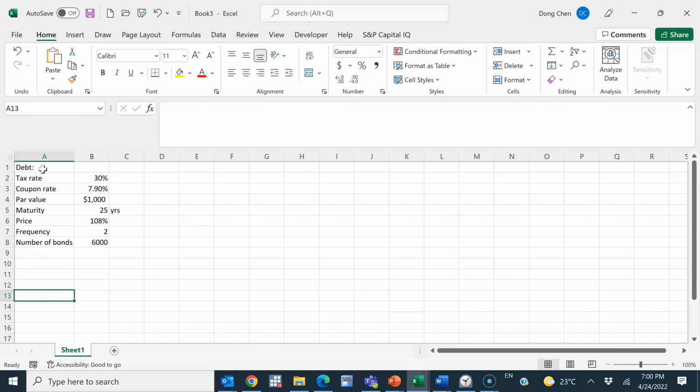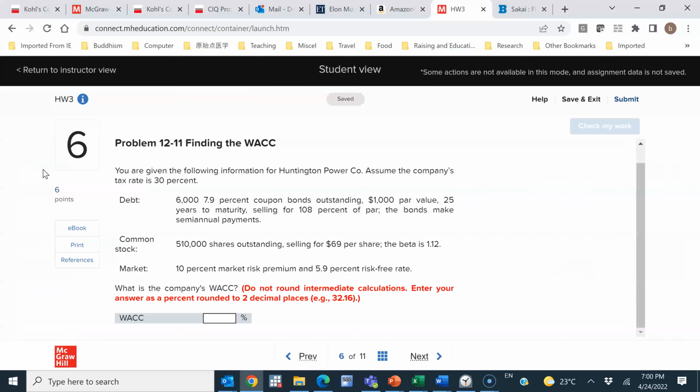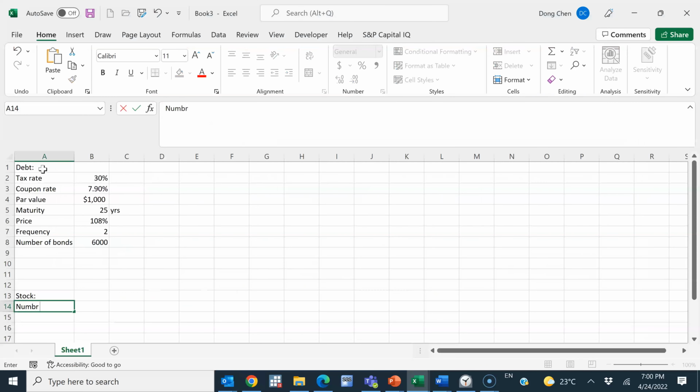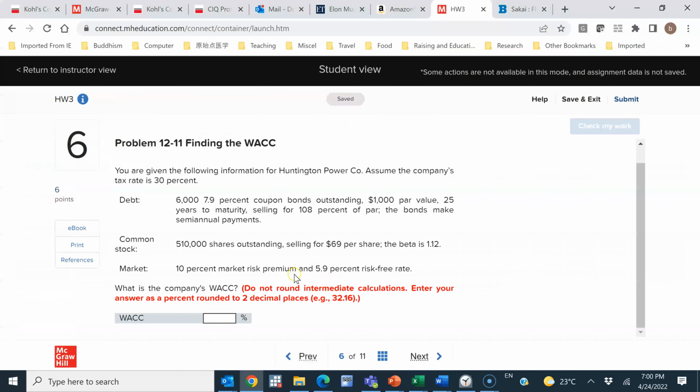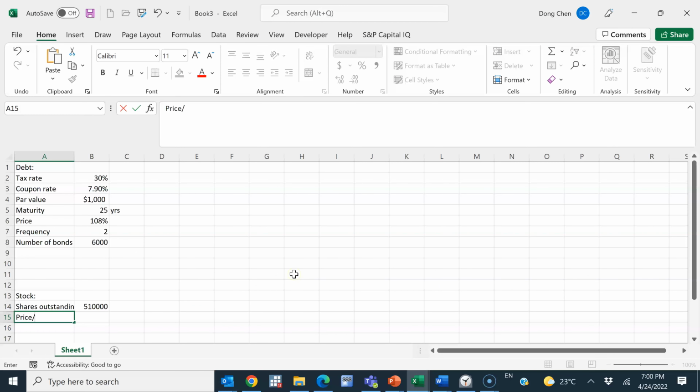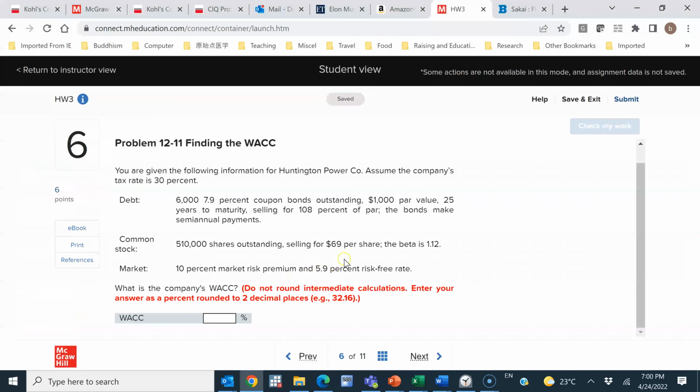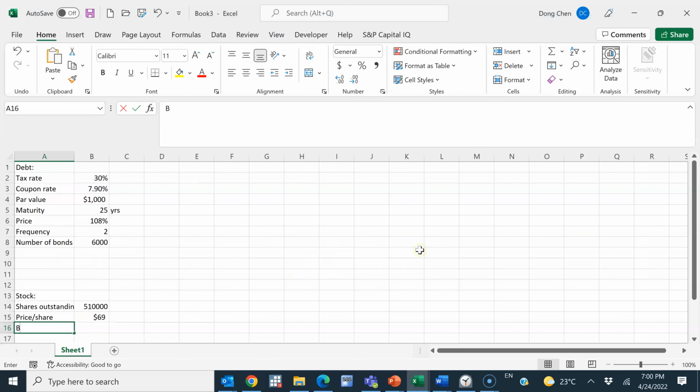And after that, we have stock. Stock is number of shares outstanding. Right, so this is 510,000 shares, and price per share is $69 per share, and beta is 1.12.